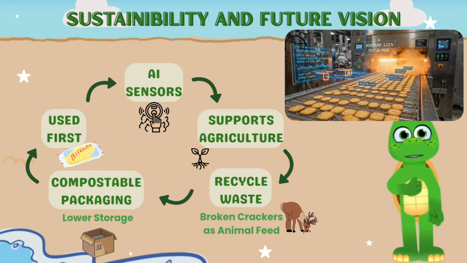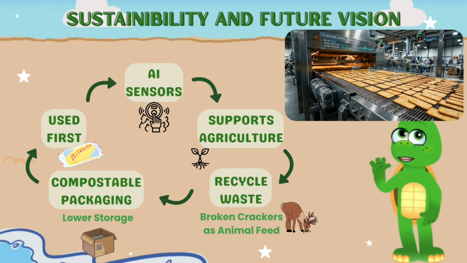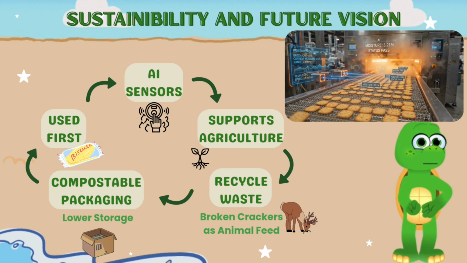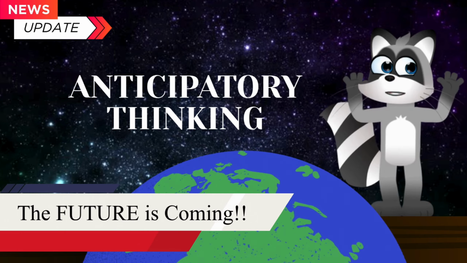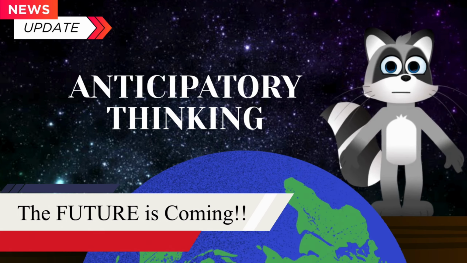By connecting the dots between smart technology, efficient flow like FIFO, and eco-friendly choices, we create a system that is better for the planet and the people. That's all from me. Next, moving on, we will explore anticipatory thinking and future challenges in biscuit cracker production.